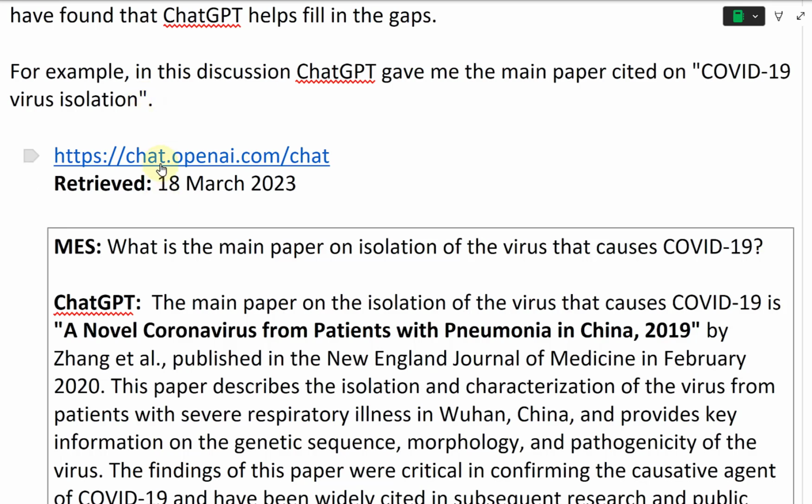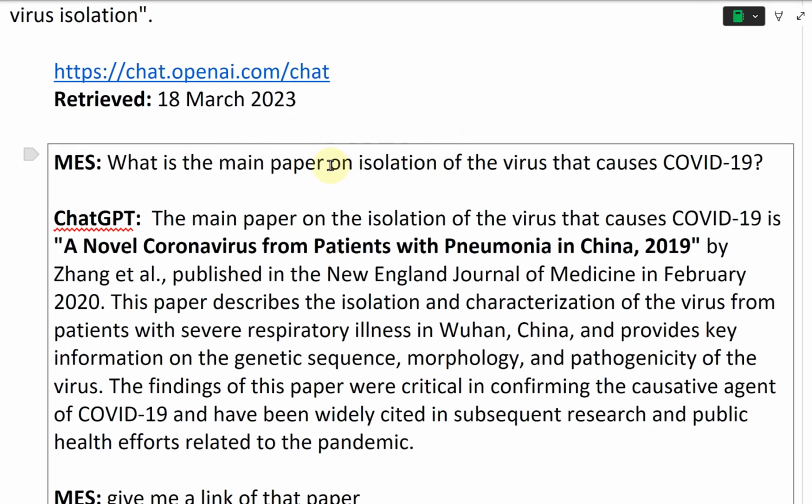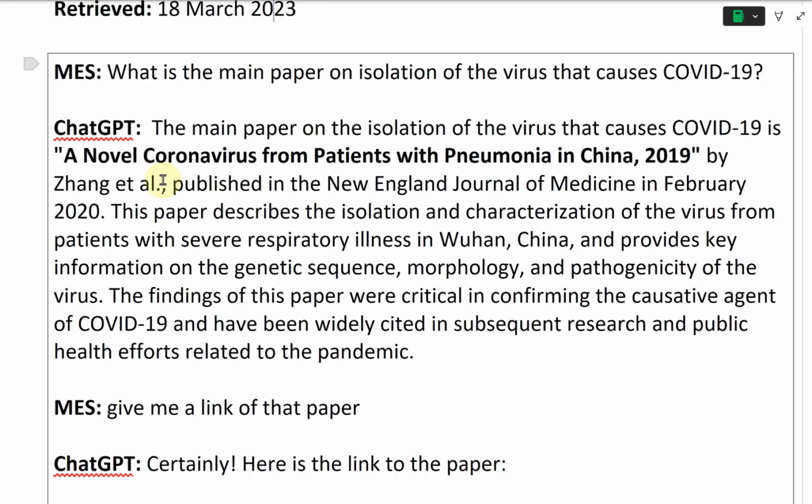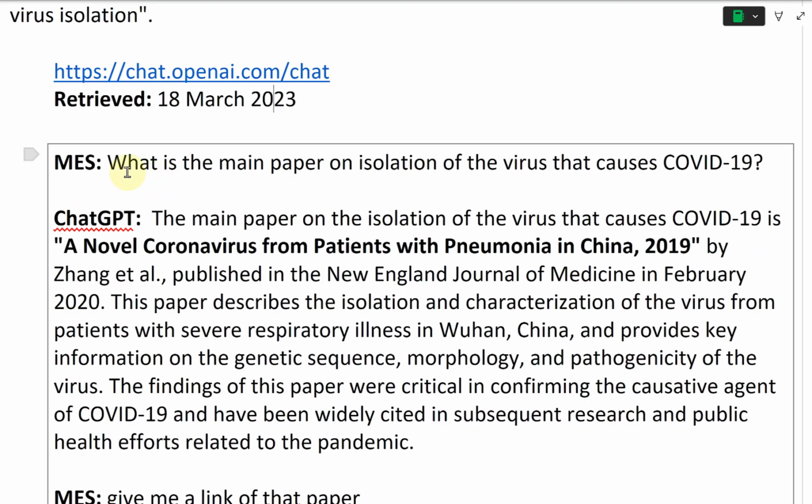All right, so if you go to chat.openai.com and then /chat, you can sign in or make an account. I just signed in with my Google account. And here's the question I asked. This is on March 18th, 2023, so it probably changes how it answers, but you can get similar results. Anyways, the question I asked is, what is the main paper on isolation of the virus that causes COVID-19?